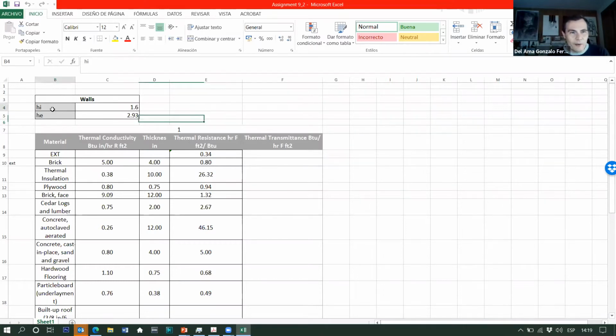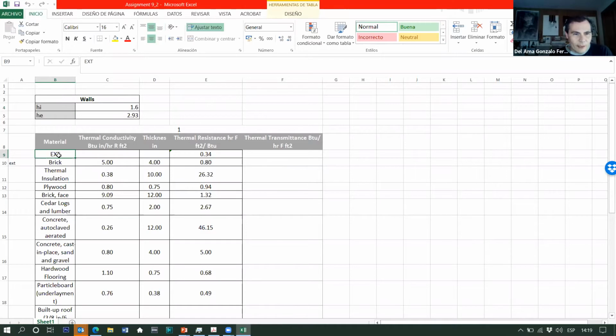You remember that first we need this coefficient, HI. This is the interior convection coefficient, which is 1.6. In walls, it's always the same. This is the exterior convection coefficient. It's 2.93. The first layer is this one.